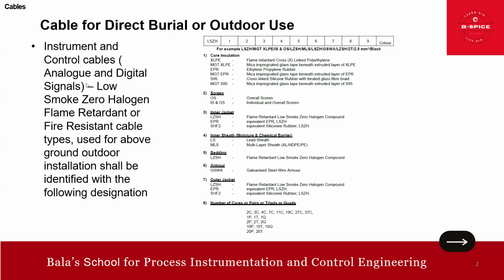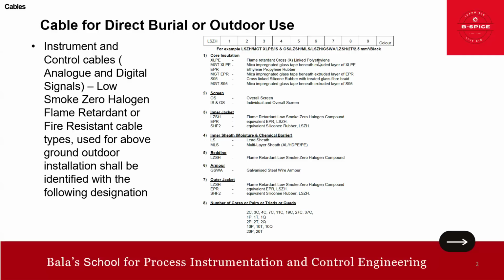Okay. So INC cable for analog and digital, low smoke, zero halogen, flame retardant or fire resistant cable type. These are used for outdoor installation. So that will be identified with this designation, like this, 1, 2, 3 up to 9, right? So one, what is that one? Basically here we talk about the core insulation. Core insulation in the sense XLPE, MGT XLPE.